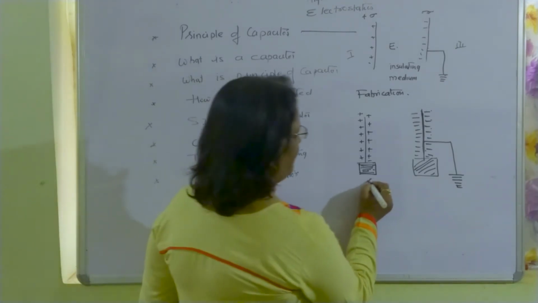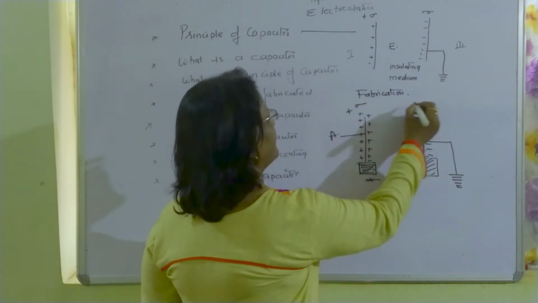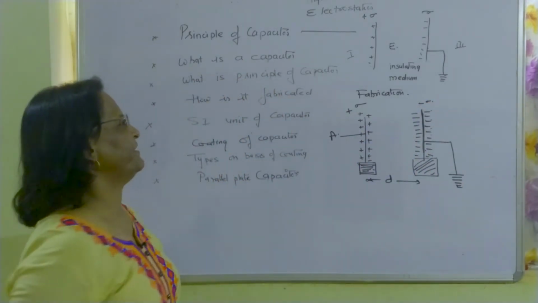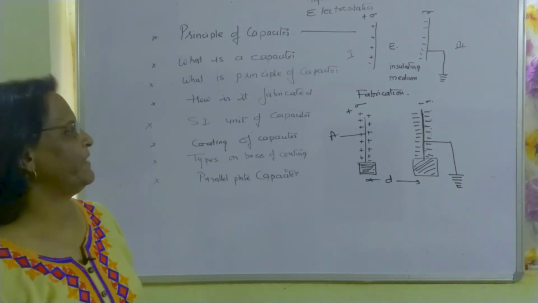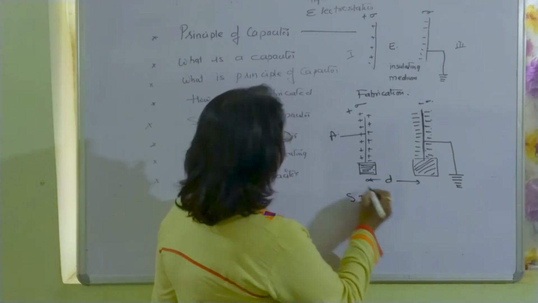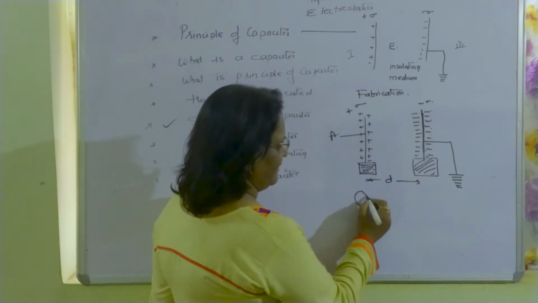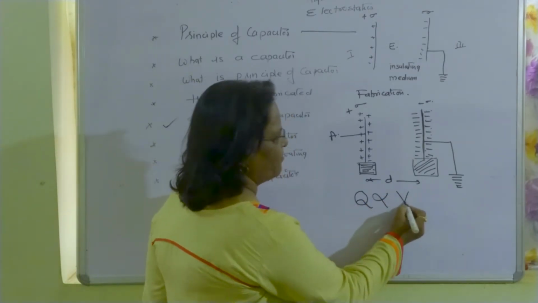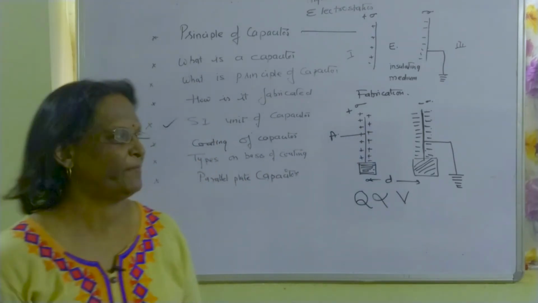These plates are separated by a certain distance d, having plate area A and surface charge density plus sigma and minus sigma. In this way we can construct or fabricate a parallel plate capacitor. What should be the unit of capacitance? Now one concept is clear: the more charge we supply, the more potential difference will be developed between the plates, as you can see from this figure.